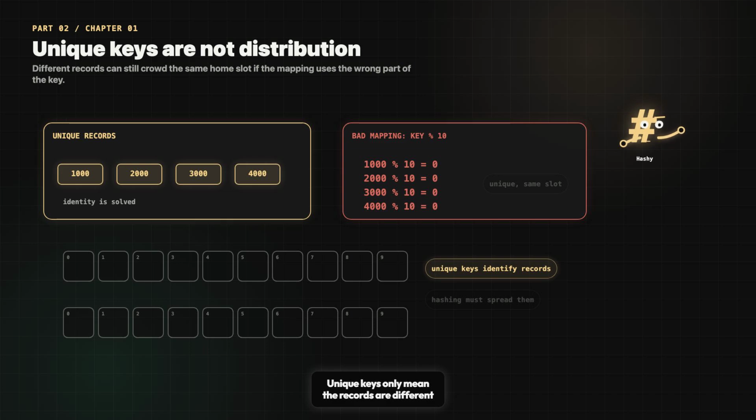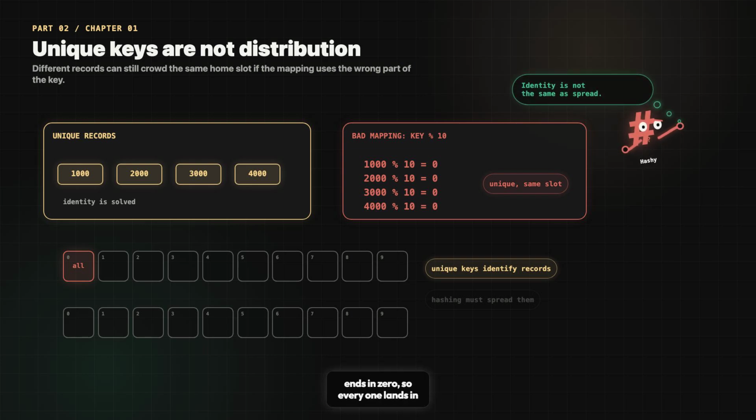Not necessarily. Unique keys only mean the records are different from each other. They do not guarantee different home slots. The keys 1000, 2000, 3000 and 4000 are all different records. But with key modulo 10, everyone ends in 0. So everyone lands in slot 0. Identity is solved, but distribution is not.